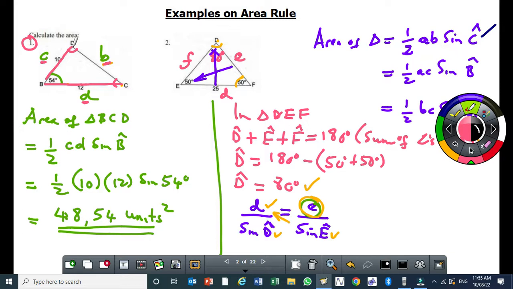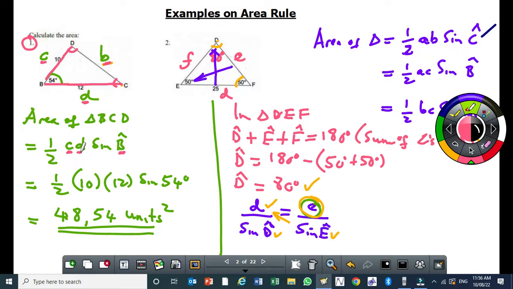So our formula for the area of triangle BCD is going to be half CD sine B, because the angle B is given. Hence, the two letters which I put here must exclude the lowercase for the given angle. So it will be half CD sine B. And then you do your substitution, use your calculator, you simplify.